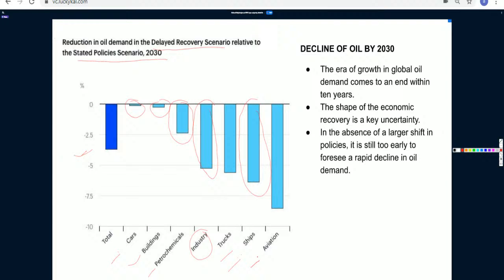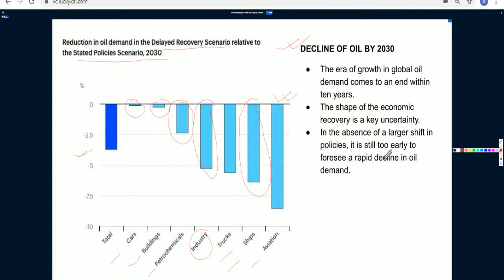In case of the aviation sector, the demand will go the lowest. So the demand for oil will be the lowest in the aviation sector, then in ships, then in trucks, then in industry, petrochemicals, buildings, cars and all. This particular graph talks about the reduction in oil demand in the delayed recovery scenario relative to the stated policy scenario.